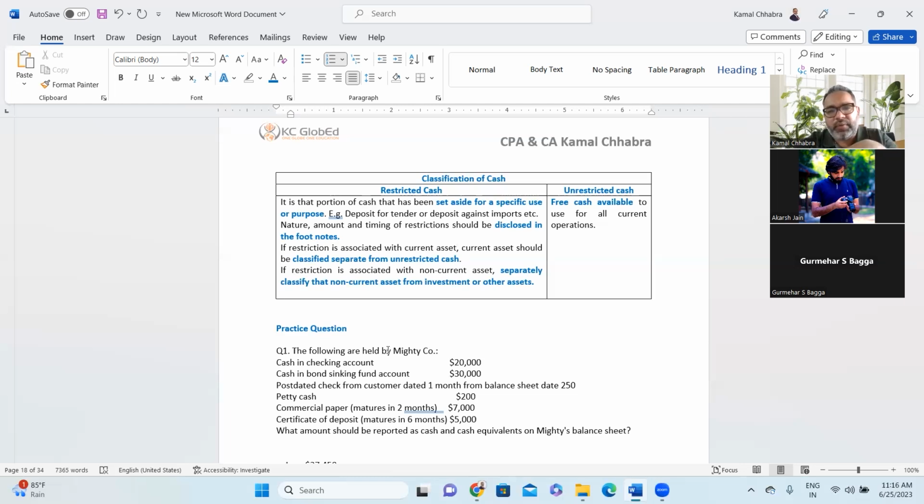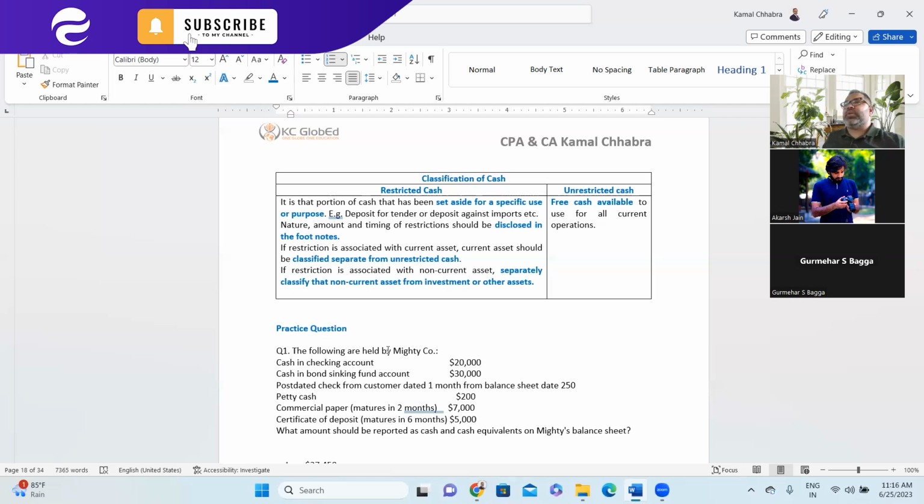Nature, amount and timing of restricted cash need to be disclosed in the footnote. So this is an important disclosure when you are disclosing the cash. First you need to disclose cash separately and restricted cash separately. And within the restricted cash, you need to give the footnote. In that footnote, you should specifically mention the nature of the restriction, what the amount is, and the timing of the restriction. So the amount you will automatically be disclosing.